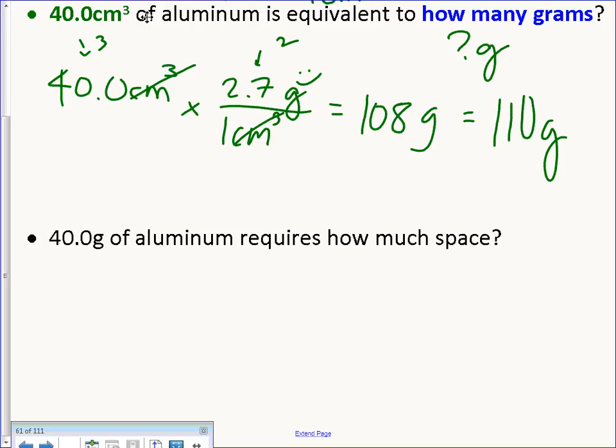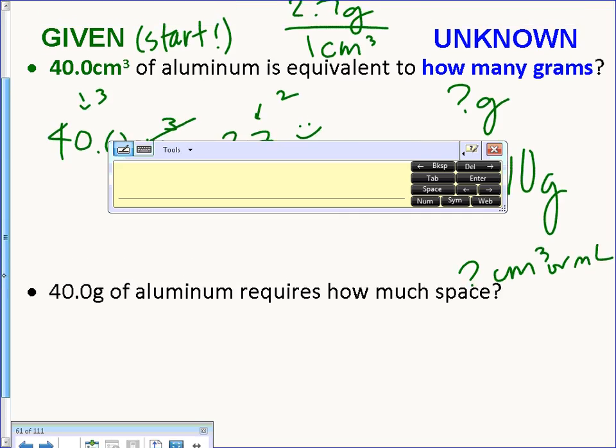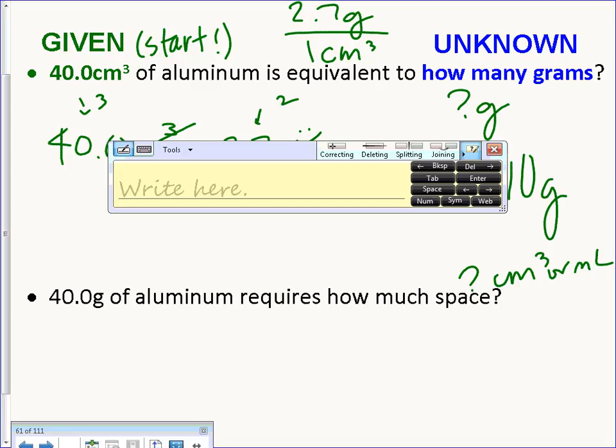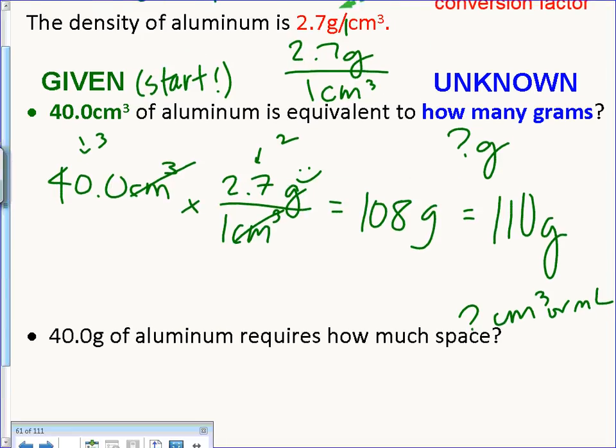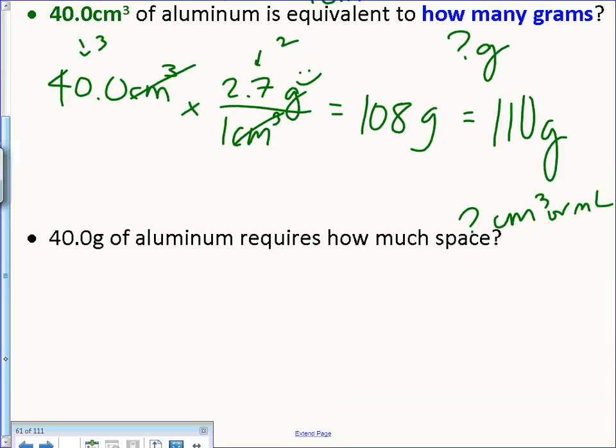Next question: 40 grams of aluminum requires how much space? What am I asking for here? Volume, right? It's talking about centimeters cubed or milliliters, because volume can be either. Our conversion factor has centimeters cubed units, so we're going to go with that. What am I starting with in this one? My starting point was my fact. 40 grams of aluminum, right?